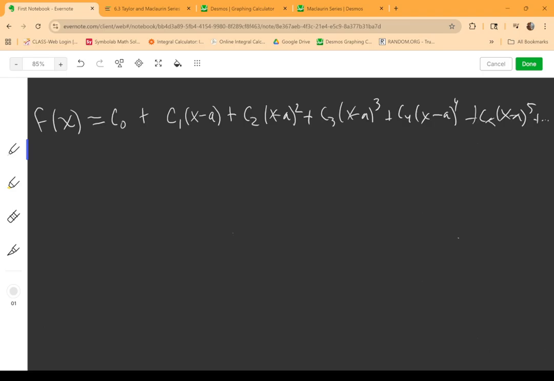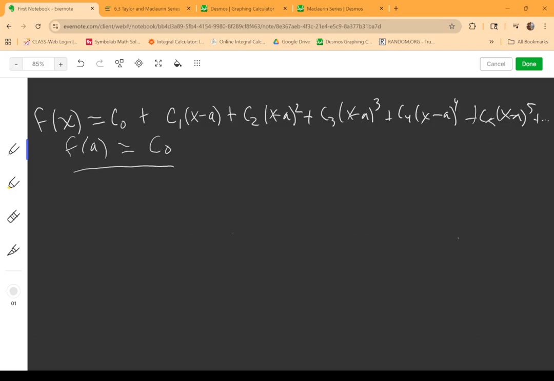Okay, so now let's look at what those coefficients would look like. One thing we can do is start off by plugging in a. If I plug in f of a, notice that any term that has an x is going to be 0. So they all go to 0 except my initial one, c sub 0. So now we have how to determine that first coefficient, the 0th coefficient.